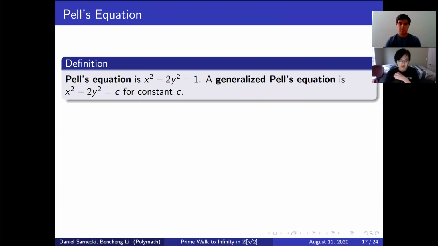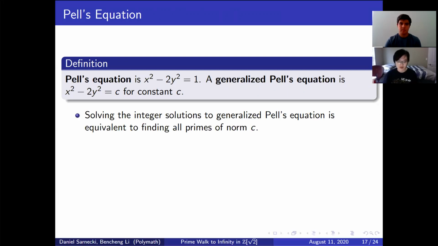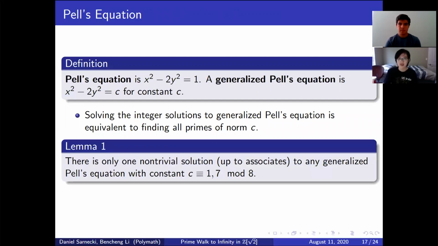Next, let's look at another type of equation called Pell's equation. It's defined as x squared minus 2y squared equals 1, and a generalized Pell's equation is x squared minus 2y squared equals c for a constant c. Actually, we know that solving for the integer solutions to a generalized Pell's equation is just equivalent to finding all primes of norm c, since the equation is exactly the same as the norm function.